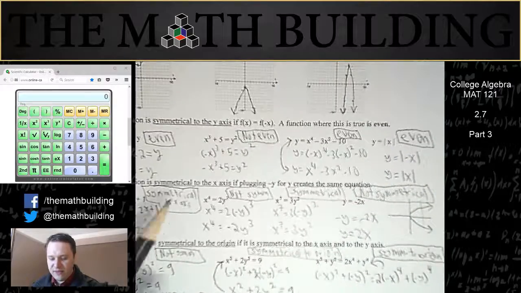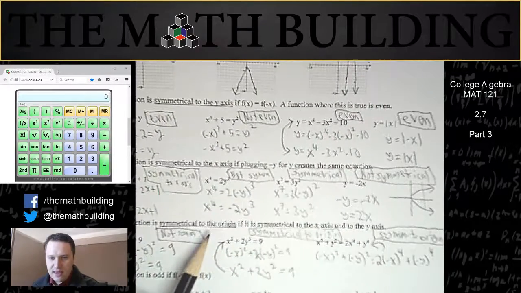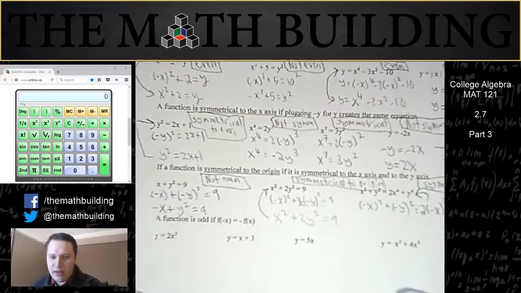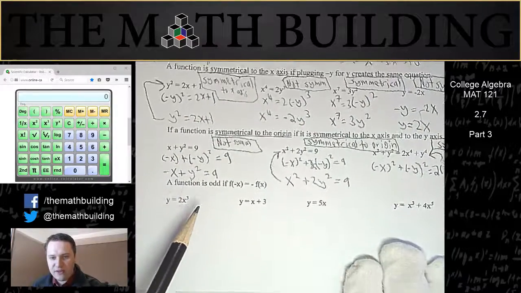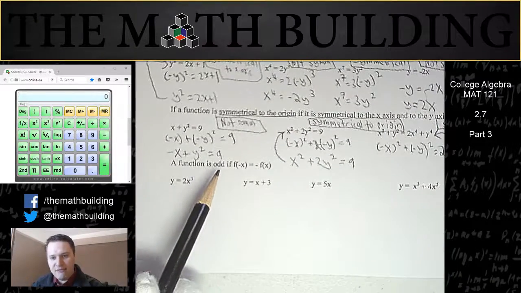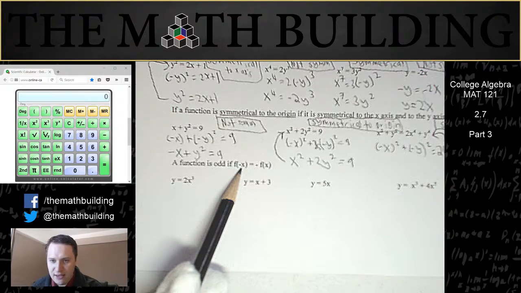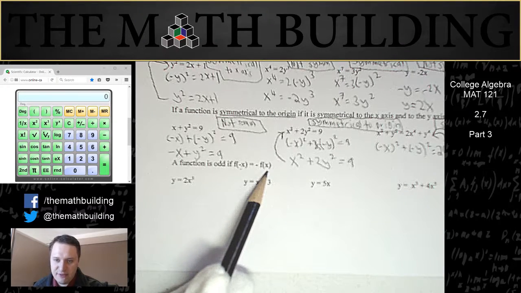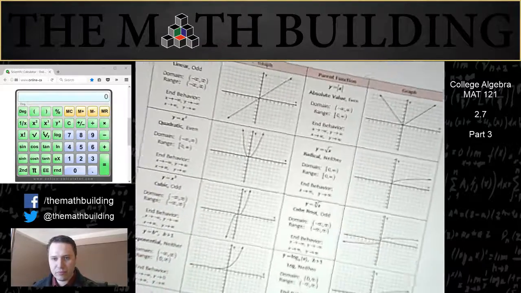Okay, so we've seen symmetry to the y-axis, symmetry to the x-axis, symmetry to the origin, which is a combination of these two. The last thing I want to show you in this part is we've looked at when a function is even. So when is a function odd? And a function is odd if this happens. When we plug in a negative value for x, it should turn the y value negative. So that's kind of hard to explain, so let me show you it visually.